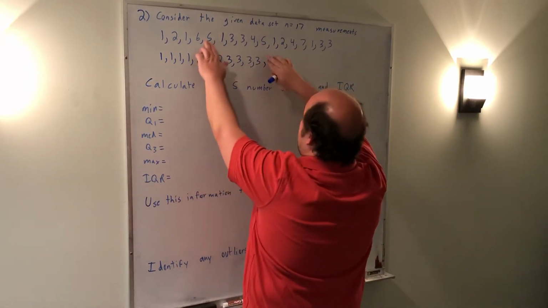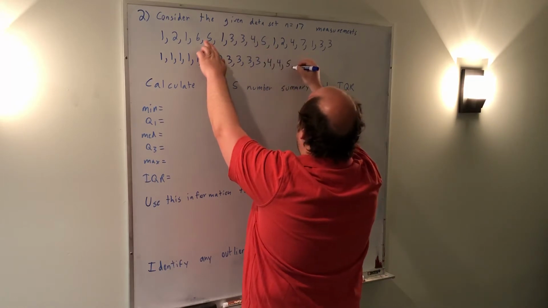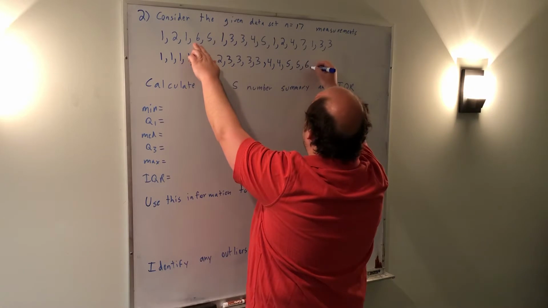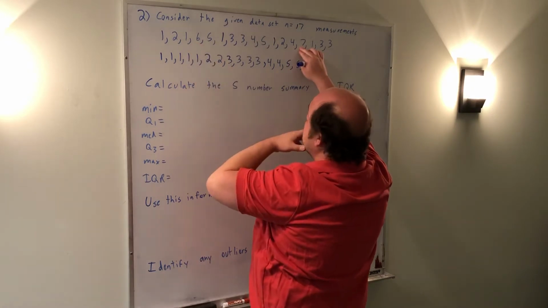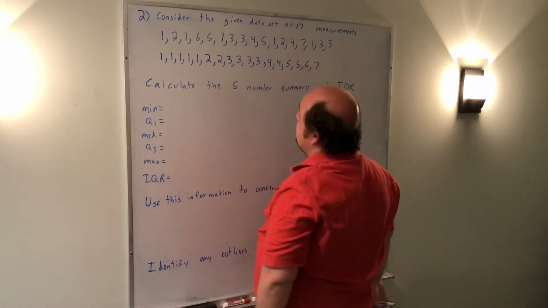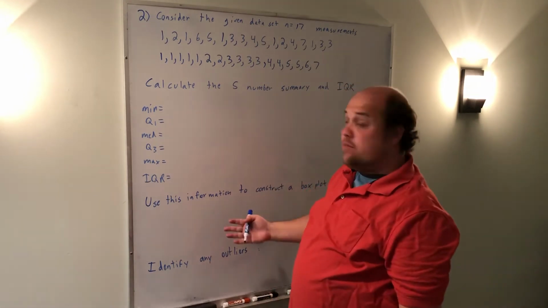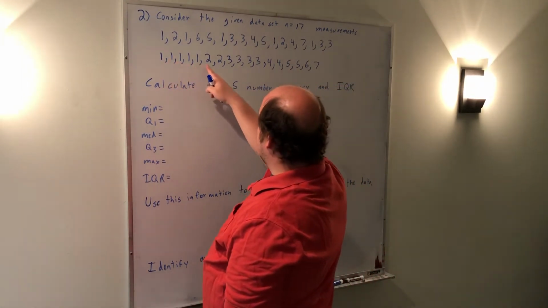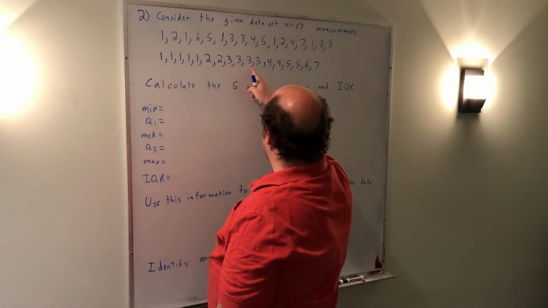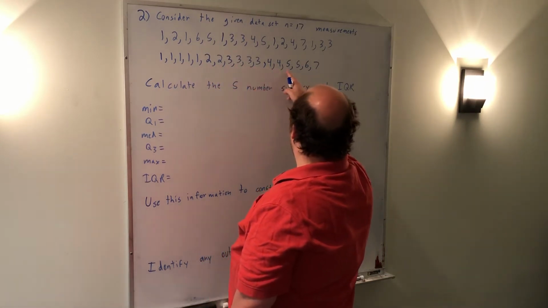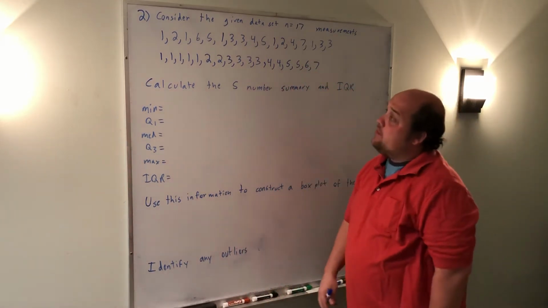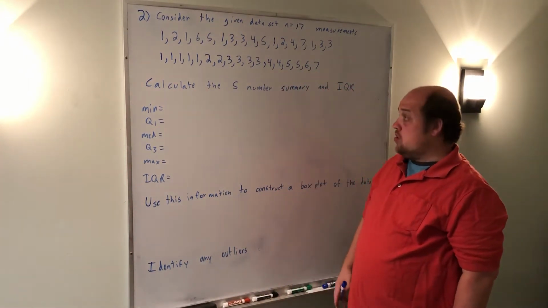Then I see four 5s. Then I only see one 6, and I only see one 7. I want to double check that I have the 17 measurements that I'm supposed to. 1, 2, 3, 4, 5, 6, 7, 8, 9, 10, 11, 12, 13, 14, 15, 16, 17. So yes, I do now have them in correct ascending order.